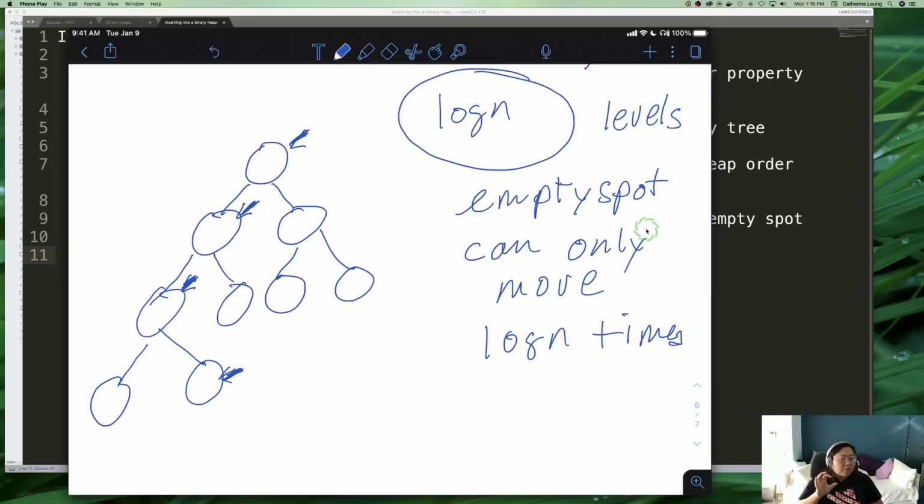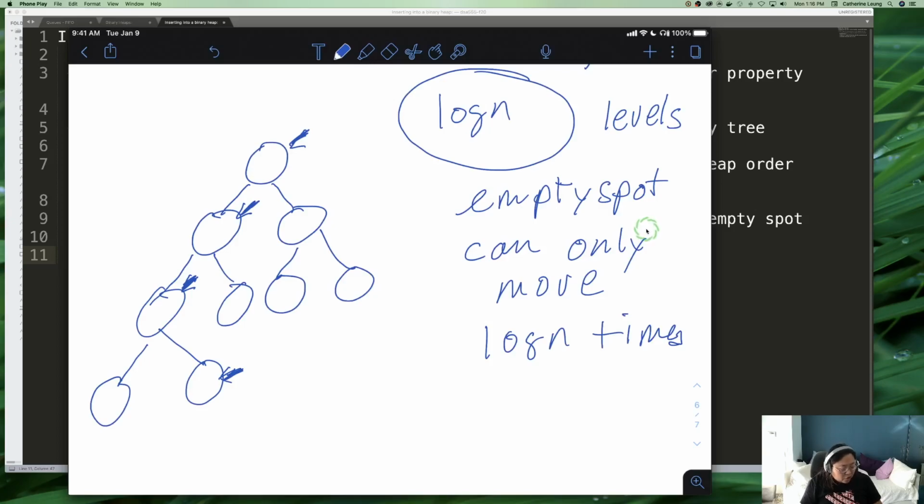Okay, remember that when we check, we never check against siblings. We don't care about cousins and uncles and whatnot. We only care about checking against the parent. So because the empty spot just moves in this straight line up, there are only log n steps that it can take before it gets to the point where it's at the root and we're done, right?